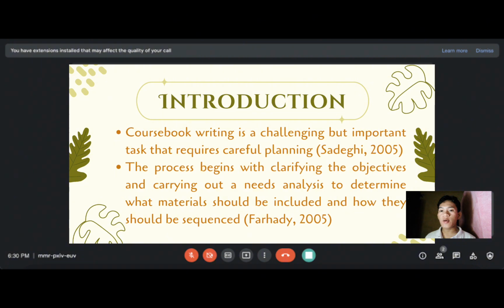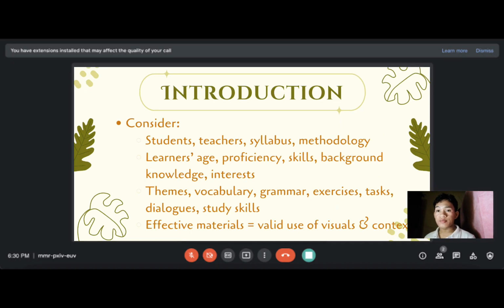Next, the second step is to conduct needs analysis. This is all about understanding the students' needs and preferences. The third step is considering factors, this is all about considering other factors such as the students or the learners, the educators or the teachers, and the content, and at the same time, the availability of resources.